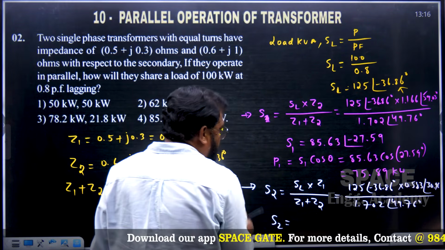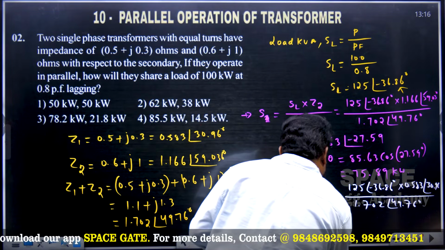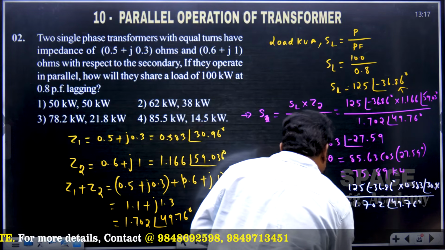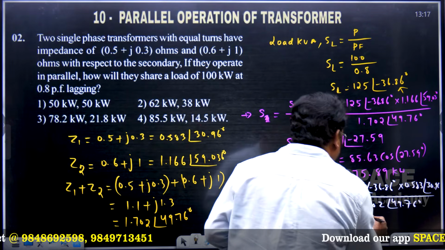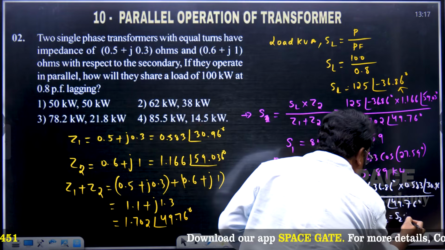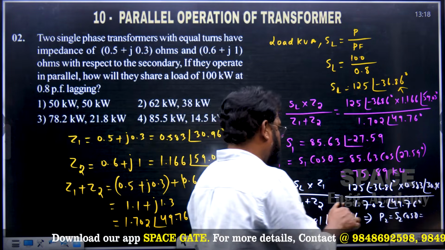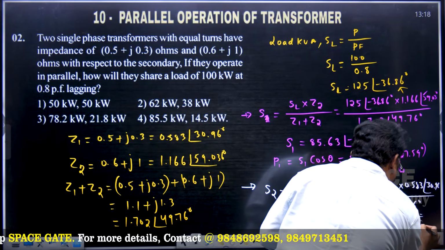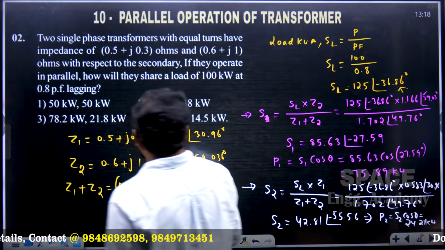Now by solving here we will get some apparent power, S2 values. So 42.81. Let us calculate the angle. Angle is minus 55.56. And after this you can calculate power P2 is equal to S2 into cos theta. So this value is equal to 24.21 kilowatts.